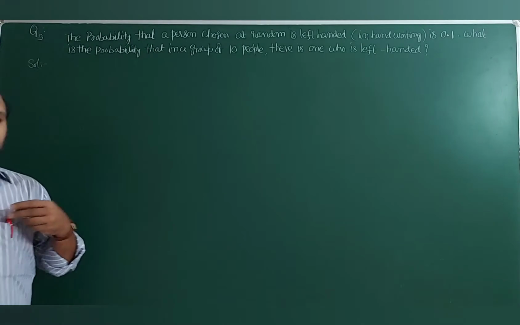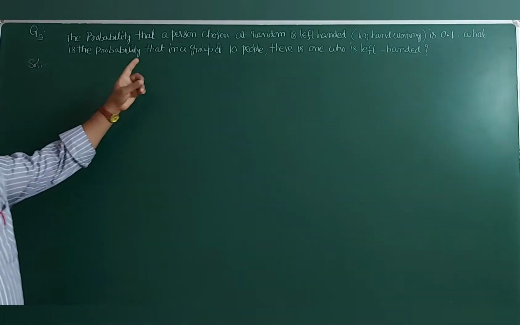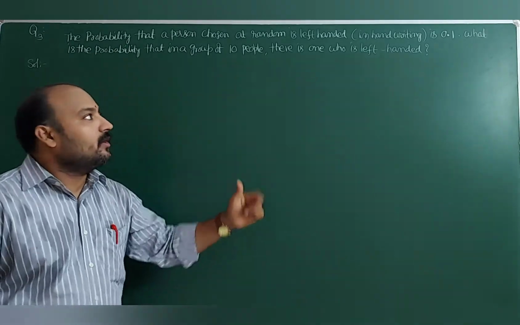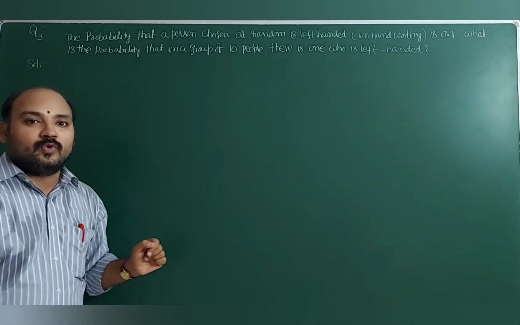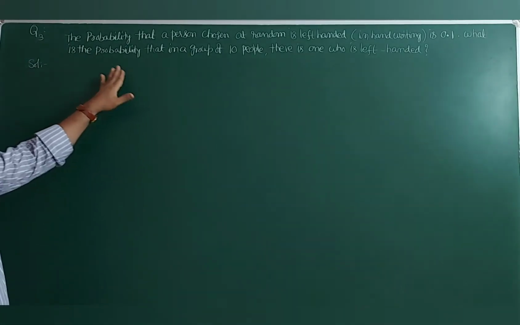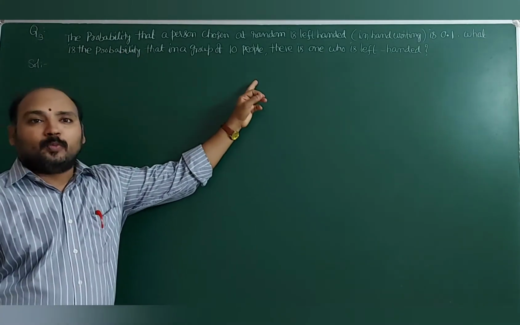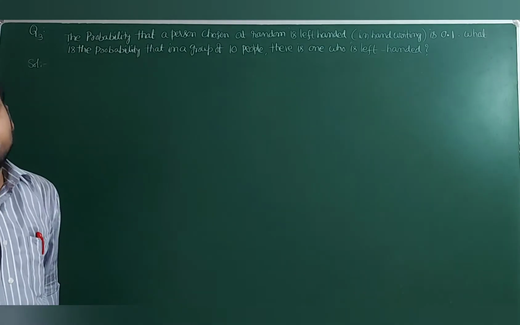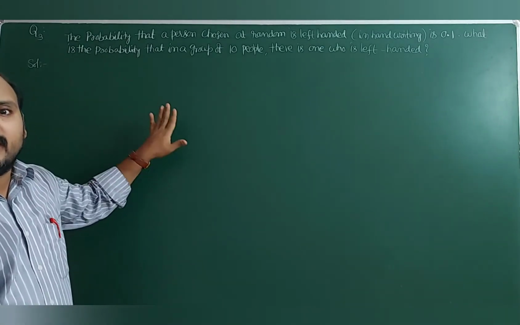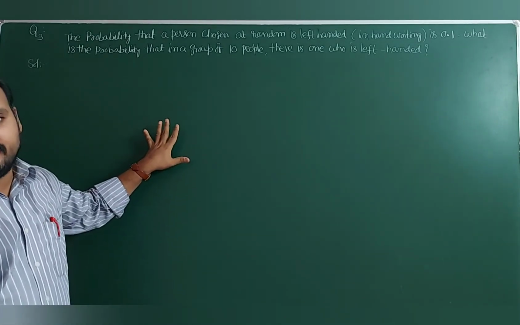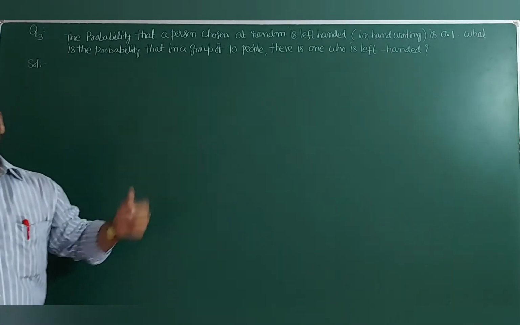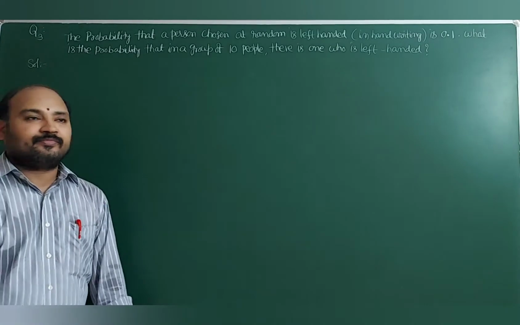The next question, number 3. The probability that a person chosen at random is left-handed in handwriting is 0.1. What is the probability that in a group of 10 people there is one who is left-handed? So a very simple question. It is there in the model paper provided in DS. One of the important questions in that.